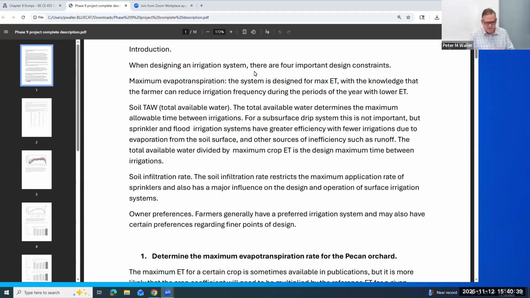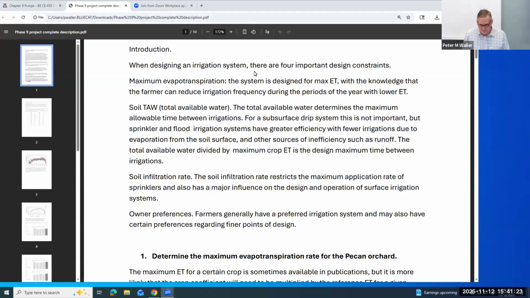For a subsurface drip system, this is not important because you pretty much irrigate every day just to keep the soil the same moisture content. But for sprinkler and flood systems, there's an advantage to irrigating fewer times. It improves the efficiency because you have less evaporation from the soil surface, and you might have other sources of inefficiency during each irrigation, such as runoff, and there's other factors depending on the system. So anyway, you take the total available water and you divide by the maximum crop ET, and that gives you the maximum time between irrigations, like 10 days.